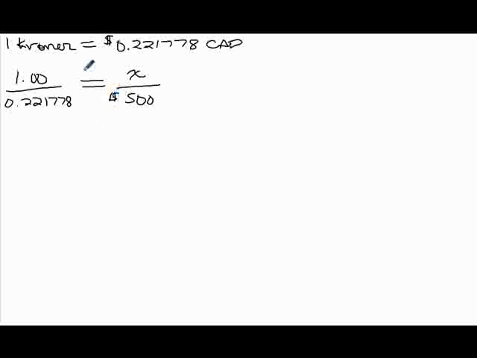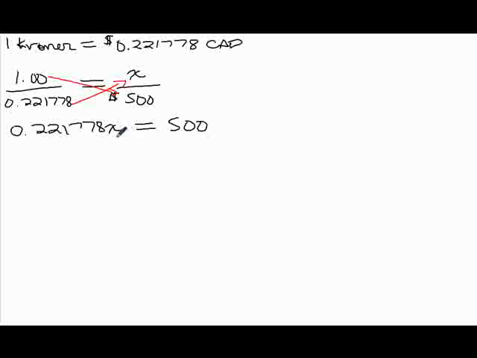Okay, so if we remember from the previous lessons, whenever we have a proportion, we want to cross multiply. So we have 0.221778 times x, which is 0.221778x. That's going to equal 1 times 500, which is 500.